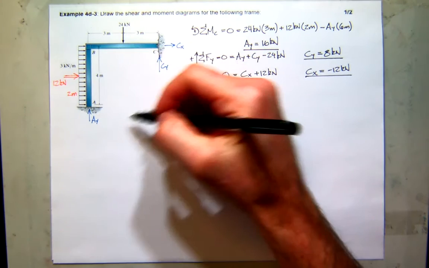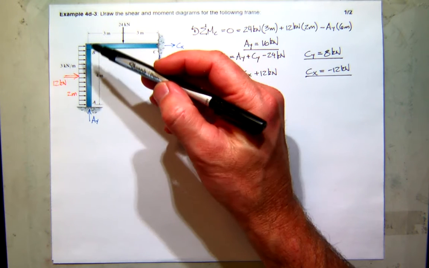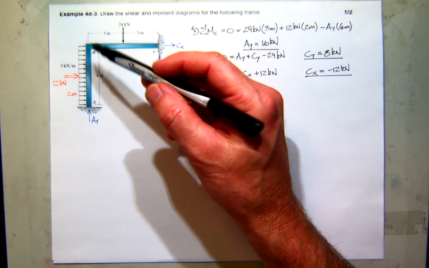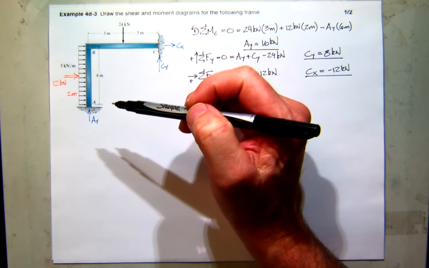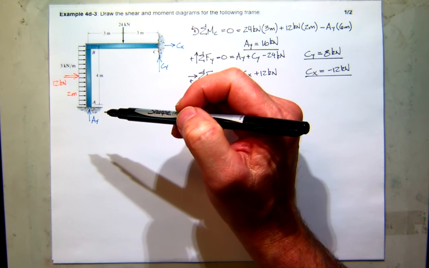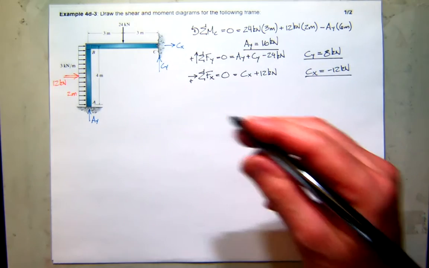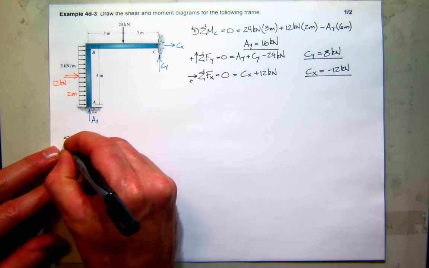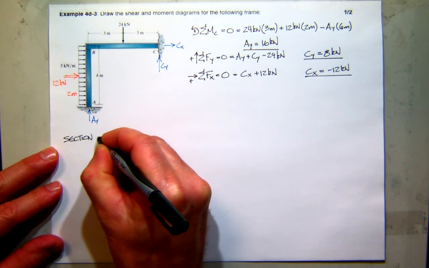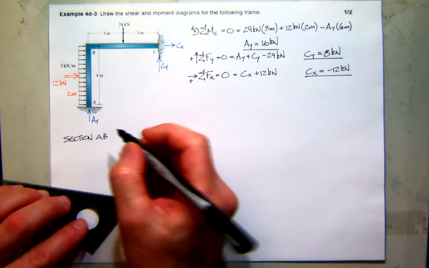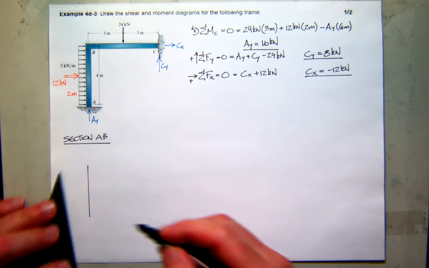Now, in this particular problem, I only have one common point, B. So you can find the internal forces at B using either AB or BC. I don't see much difference in either one. I'll just do AB. It comes first alphabetically. So if I look at a section from A to B and draw that free body diagram, this is what I'm going to get.